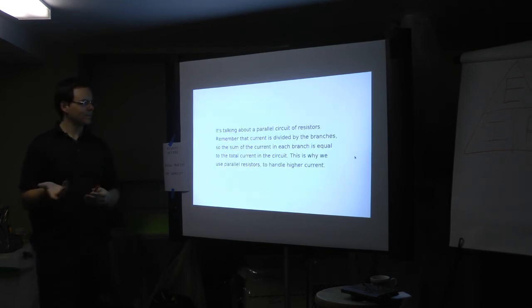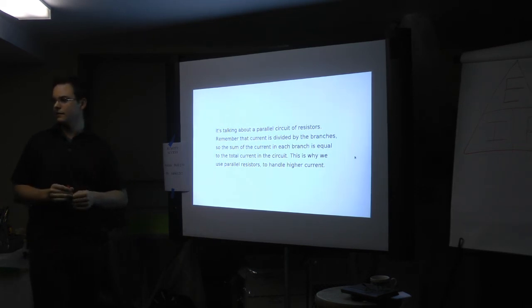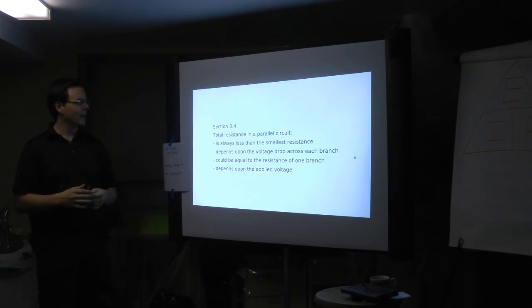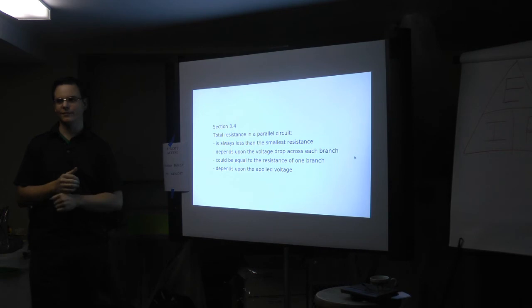So, it's talking about parallel circuits of resistors. Remember that current is divided by the branches, so the sum of the current in each branch is equal to the total current in the circuit. This is why we use parallel resistors, is to handle higher currents. So you're probably not going to be able to buy a 200 amp resistor. You can, but it'll cost you a lot. So instead you can use 4 50 amp resistors of higher value, but you have to calculate it out. So, total resistance in a parallel circuit is always less than the smallest resistance, depends upon the voltage drop across each branch, could be equal to the resistance of one branch, depends upon the applied voltage.